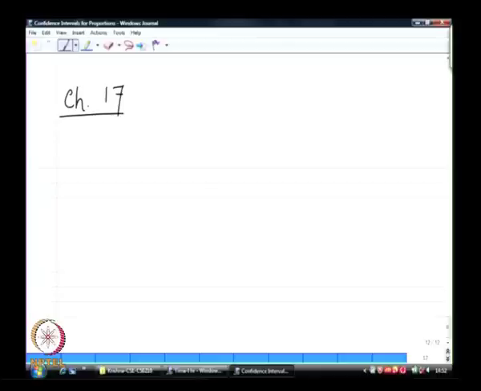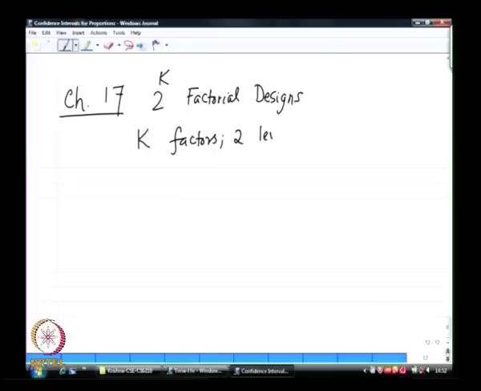So this chapter will look at so-called 2^k factorial designs. There are k factors and exactly 2 levels per factor. Right. So full factorial is simply 2 to the power k. If I really want to vary all combinations, I have 2 to the power k combinations.